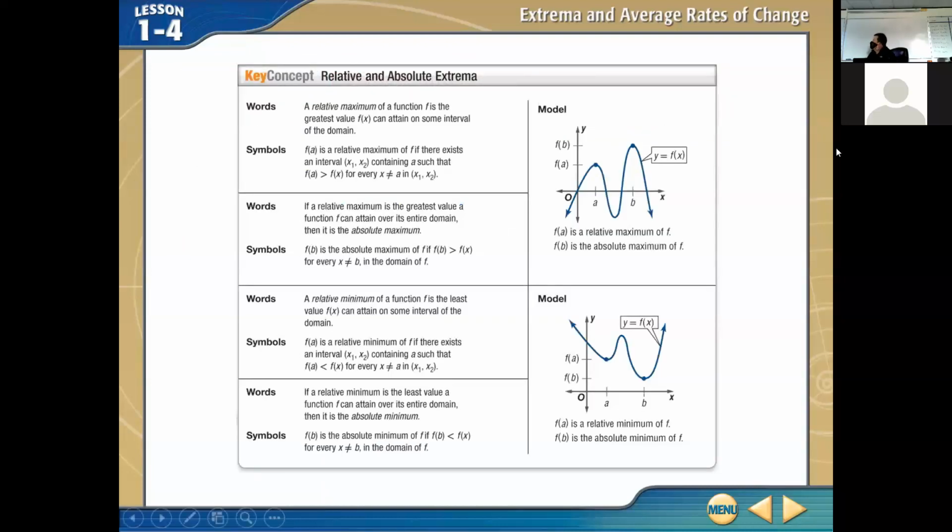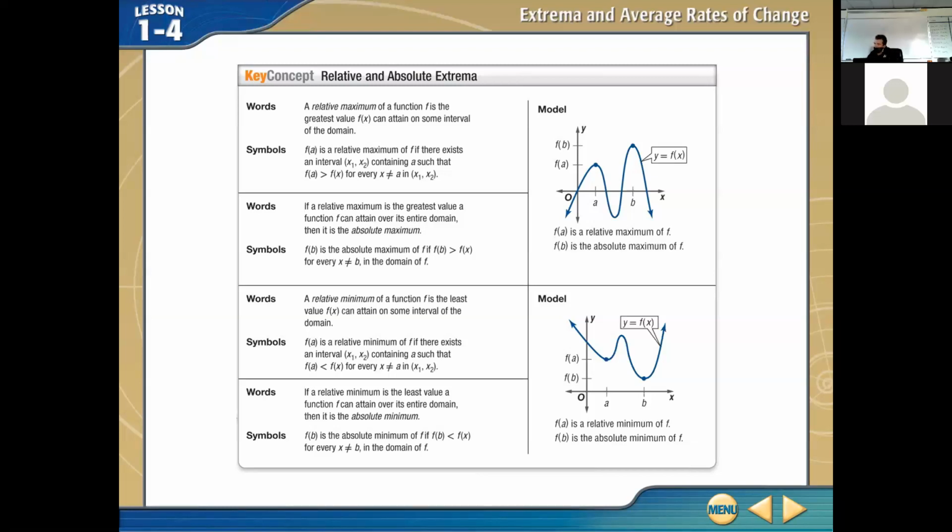But you can see that we're higher than all of these points. It's not an absolute maximum because as we get closer to the point B, you can see that it's definitely higher in the range. So what makes a relative maximum an absolute maximum is if it's the greatest value the function f can attain over its entire domain.